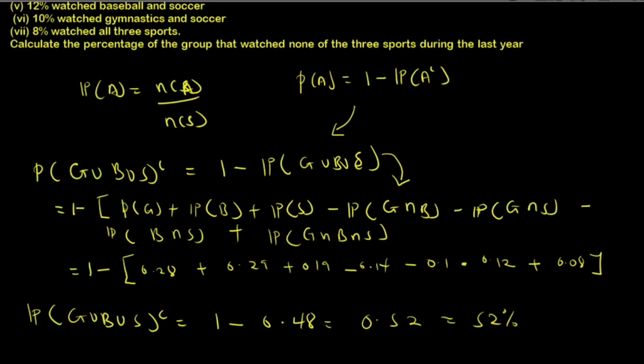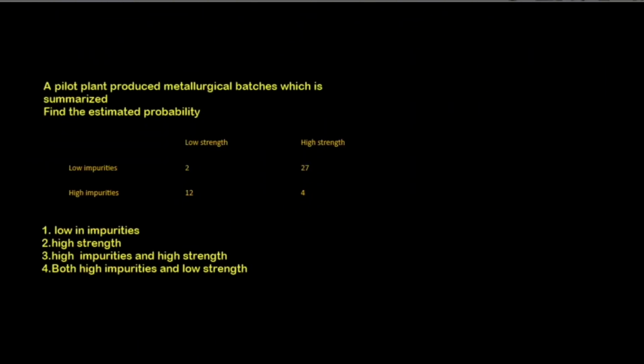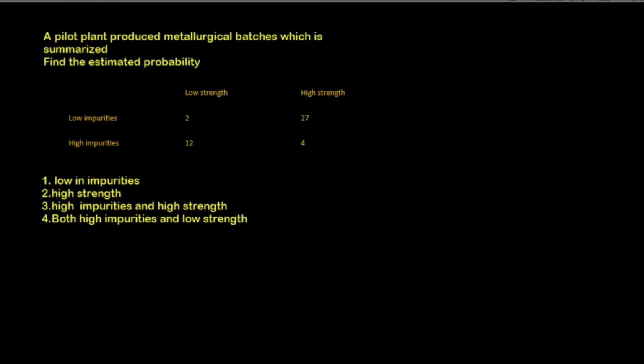This is very important. The reason why I chose this question is that it makes you understand De Morgan's law, and with introduction to probability questions, most of the examination questions involve De Morgan's law and also this identity. Let's move on to the last question, which also makes you understand the classical definition of probability. Now in this case, we are going to analyze that a pilot plant produces metallurgical batches, which is summarized. So we should find the estimated probability: 1, low impurity; 2, high strength; 3, high impurity and high strength; and 4, both high impurity and low strength.